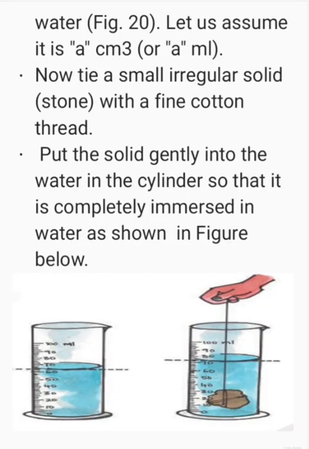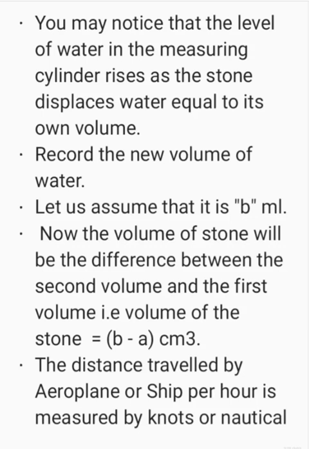Record the new volume of water. Let us assume that it is B ml. Now the volume of the stone will be the difference between the second volume and the first volume, i.e., the volume of the stone is equal to B minus A cm³.